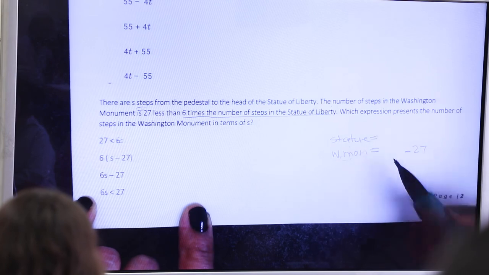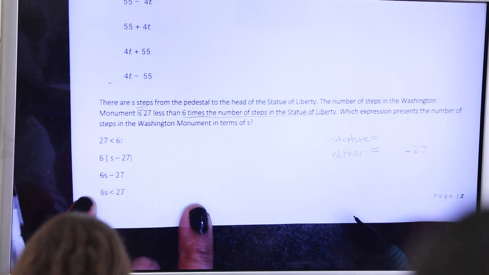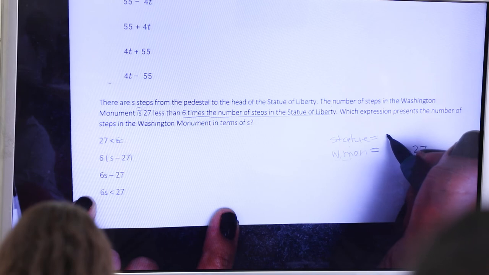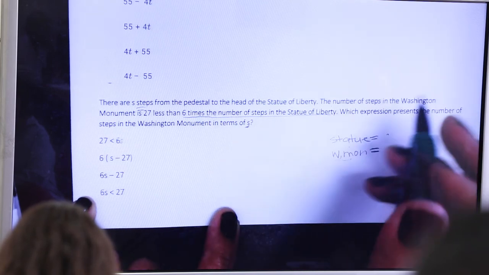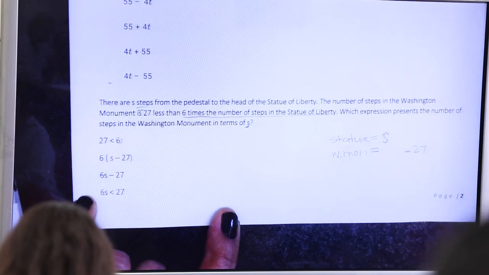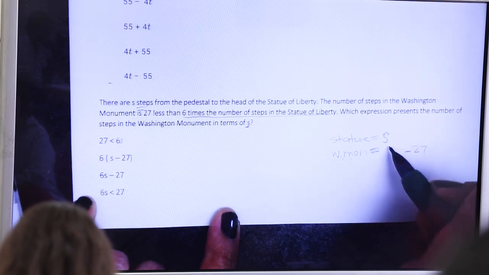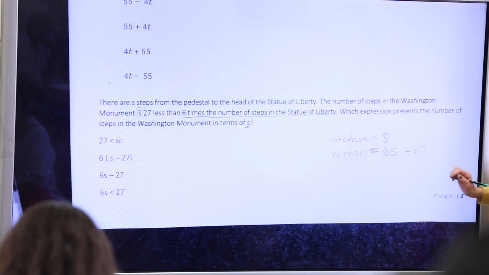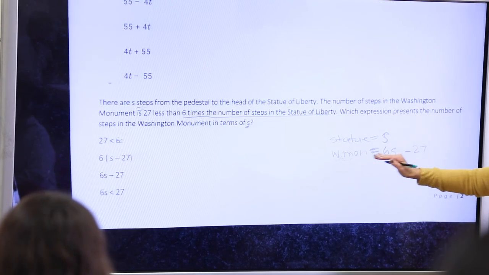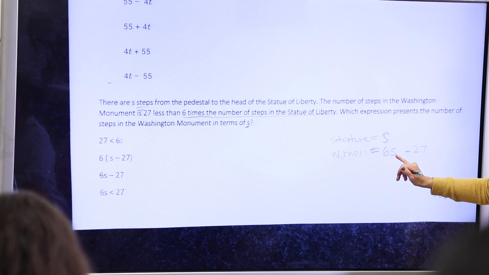Do we know how much is in the Statue of Liberty? Look at it again. Do y'all see anything for the Statue of Liberty? No. We don't know. We just know it's a long way. So we'll say it looks like they're using S. The Statue of Liberty is some number. We don't know. But we do know that the Washington Monument is 27 less than 6 times whatever the statue is, right? We don't know the statue, but we do know that the Washington Monument is 27 less than 6 times the statue.